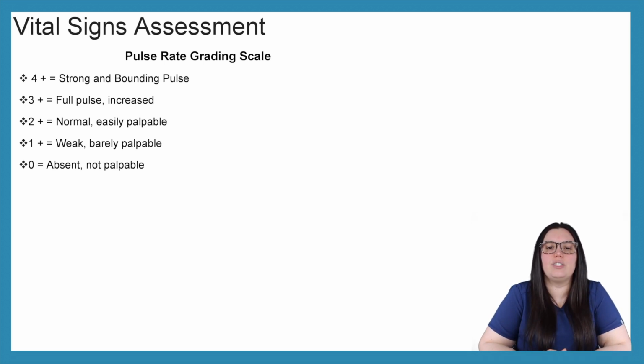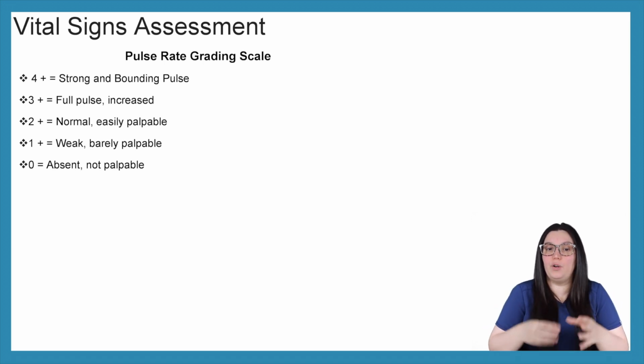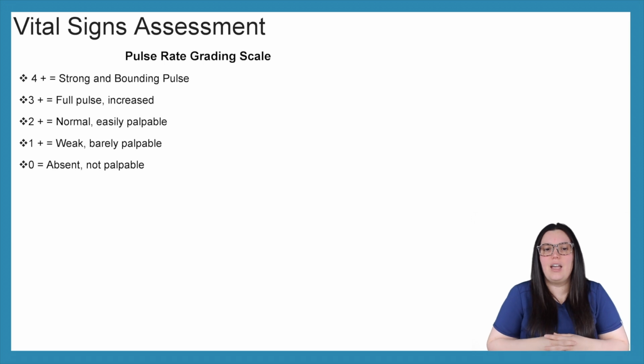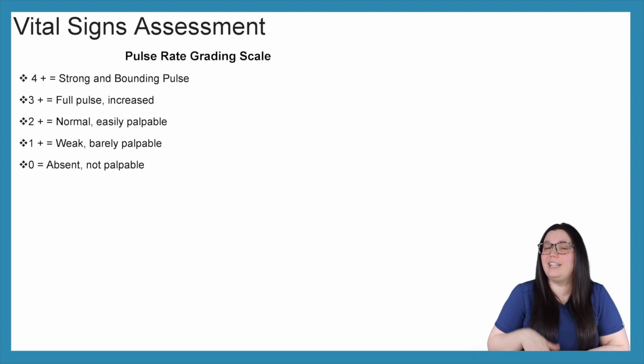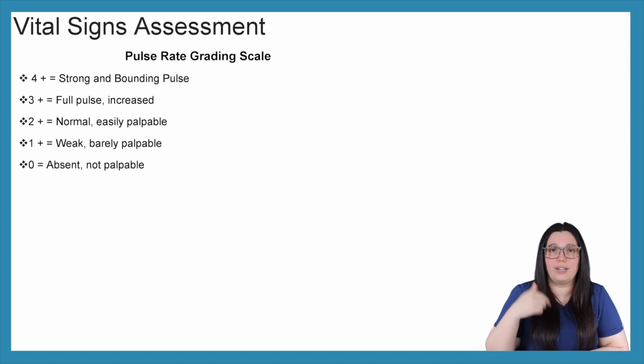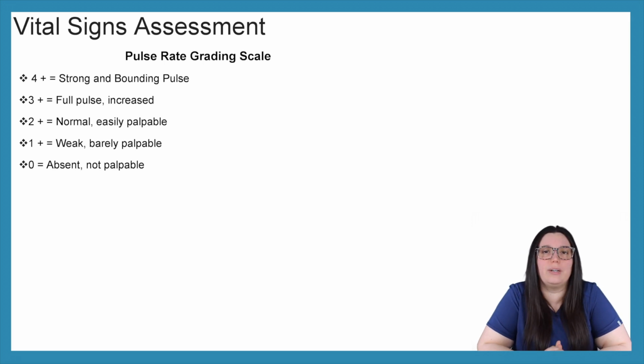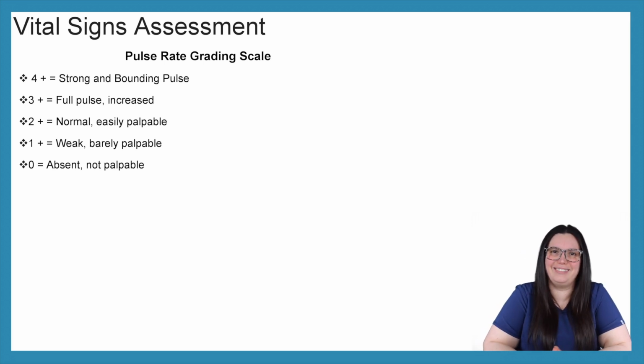So a 4+ is known as a strong and bounding pulse. A 3+ means that we have a full pulse that's increased. A 2+ means that it's normal and it's easily palpable. A 1+ means that it's weak and it's barely palpable. So sometimes with our Dopplers where we're trying to find the pulse, this could potentially be a 1+. And then 0 means that we have absolutely no pulse present and it is not palpable.